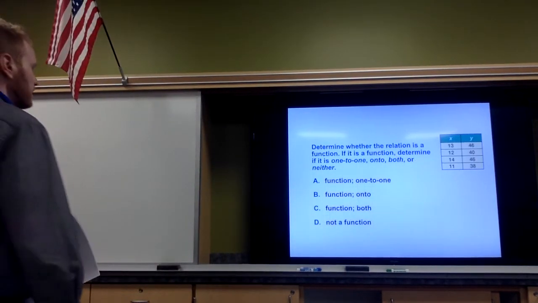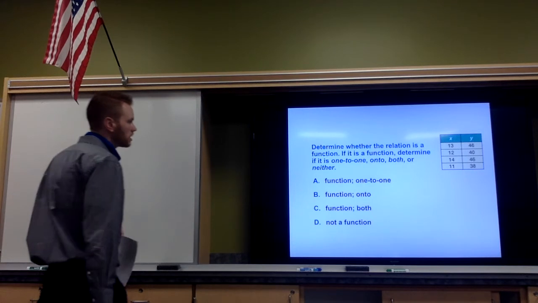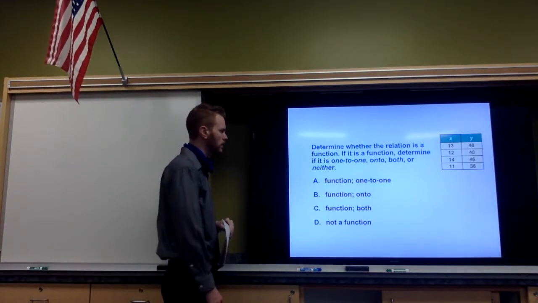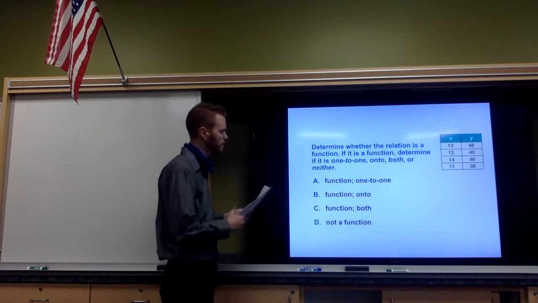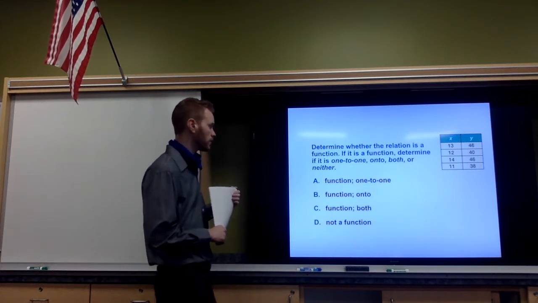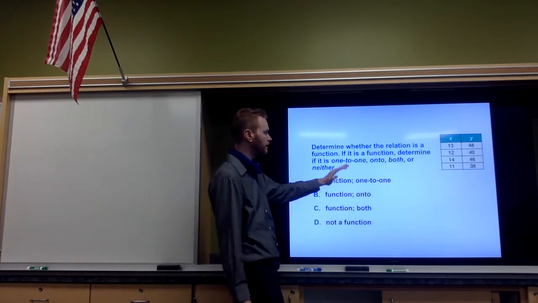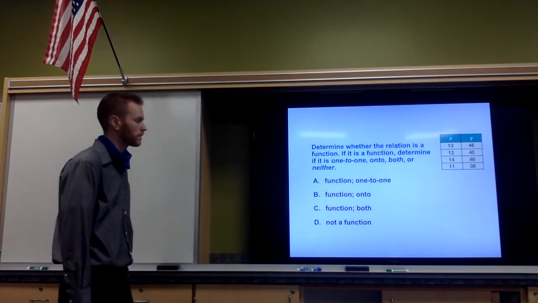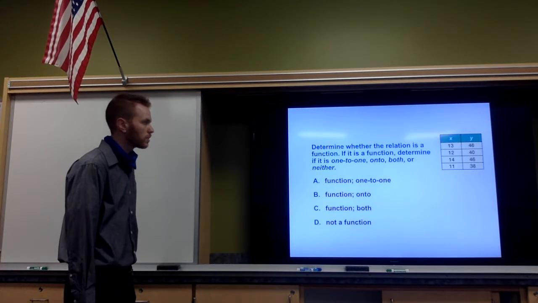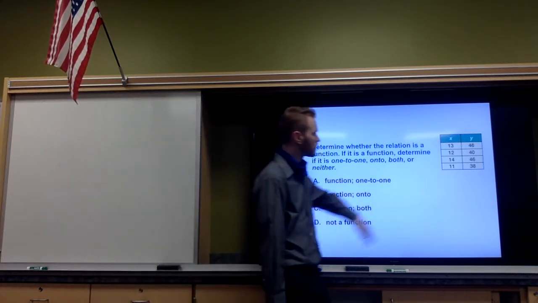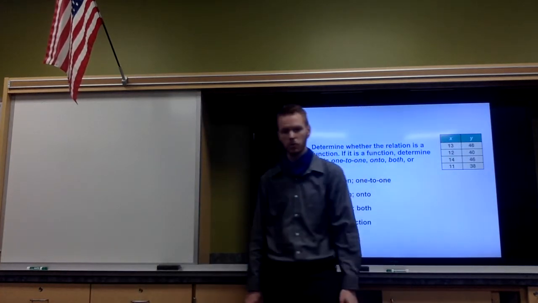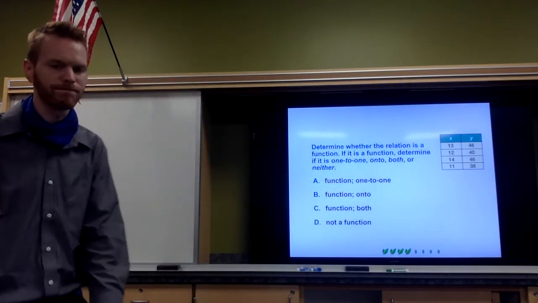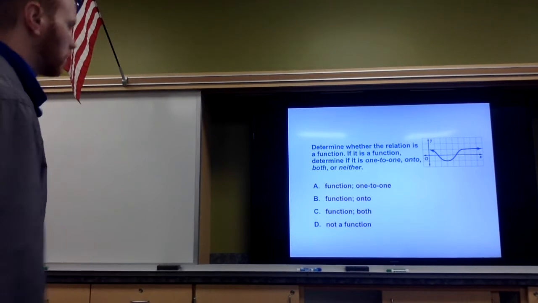Quick warm-up problem. Determine whether this relation is a function, and then what type of function it is. Pause the video so you can decide for yourself. Okay. The answer for this one would be B. It's a function, and it's an onto function. The reason why it's not one-to-one, see how 46, the output, got used twice? Nothing's unique, so not everything's unique, I should say. So that's why it's not one-to-one.